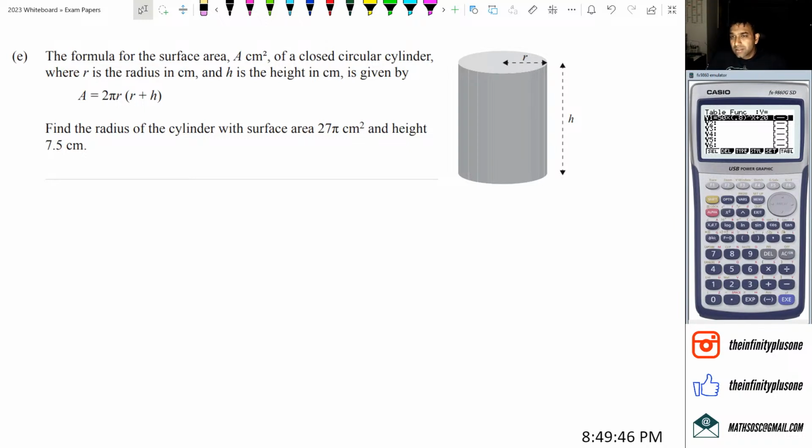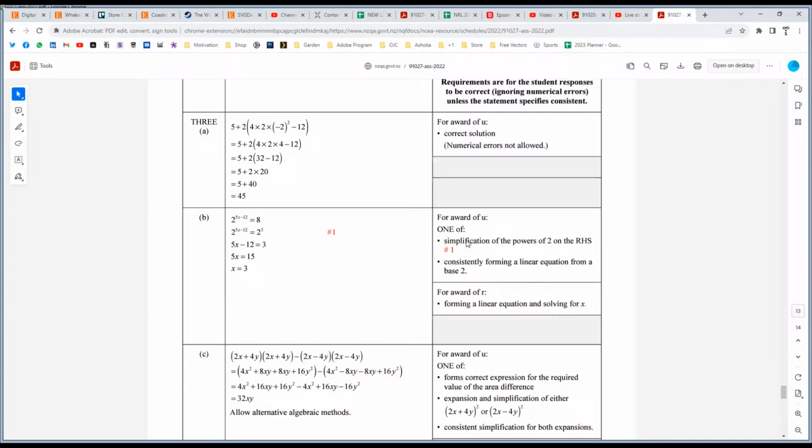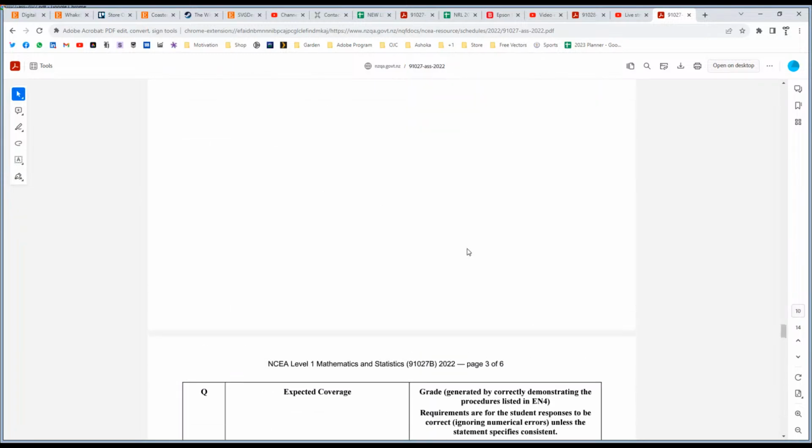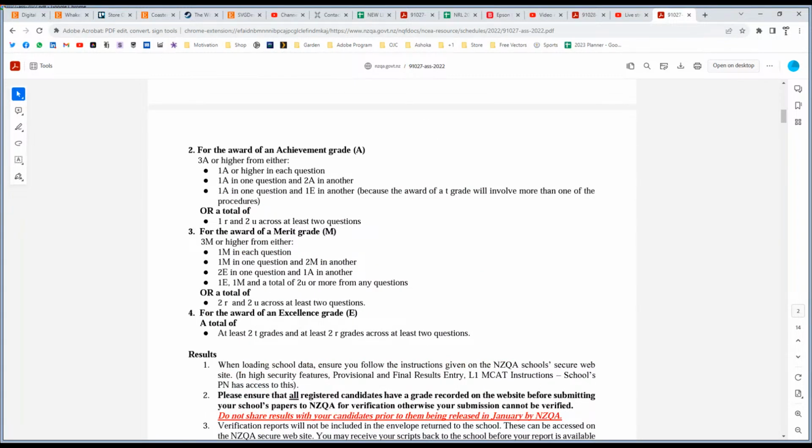Overall excellence, Ezekiel, you're looking at 2, sometimes 3 excellence questions, correct? Like in the paper, where is it written? Oh, it must be right at the top. So for award of an excellence, there you go. You need at least 2 excellence grades and 2 merit grades across 2 questions. So basically 2E and 2M is what you're looking at. For merit, you're looking at like 3M.